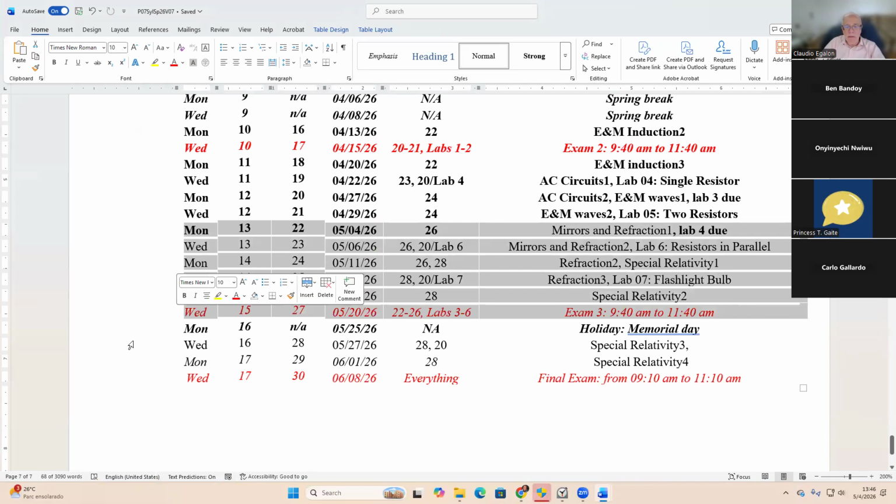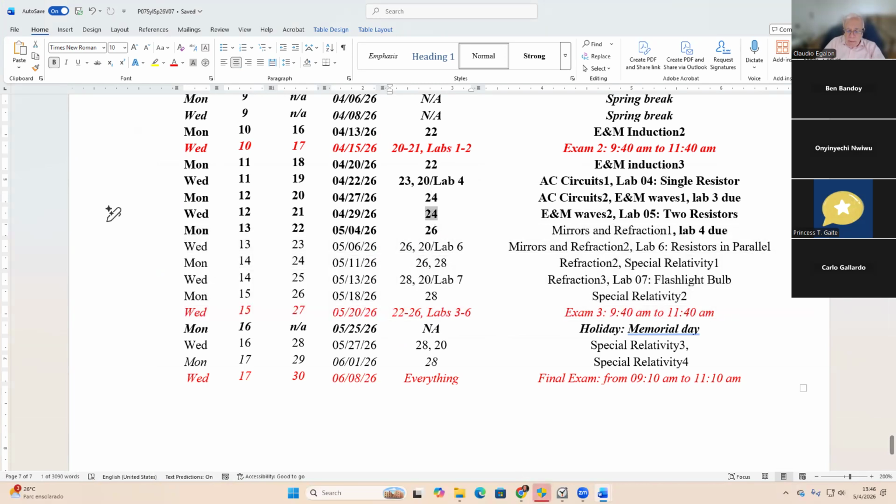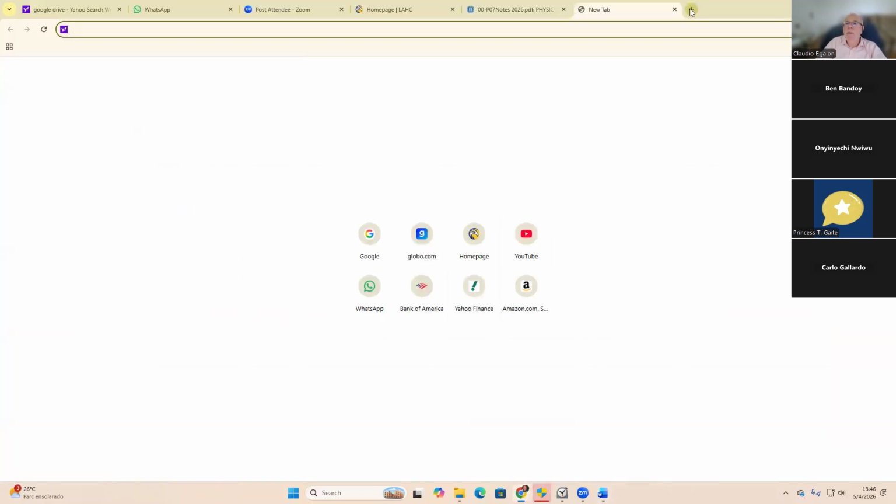We have 2 weeks and 2 days, we're getting there. We finished chapter 24. Let's see what chapter 25 is all about. There must be a reason why I skipped it.